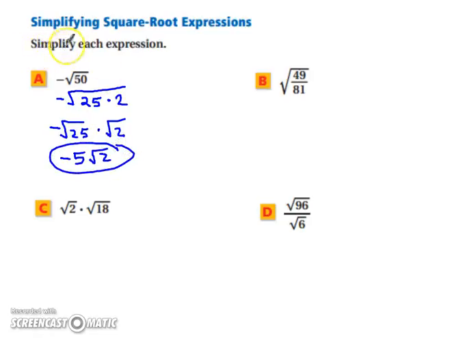And once again, we've talked about it in the past, but when you're simplifying, you want to make sure you simplify completely. Don't just go one step and call it good.